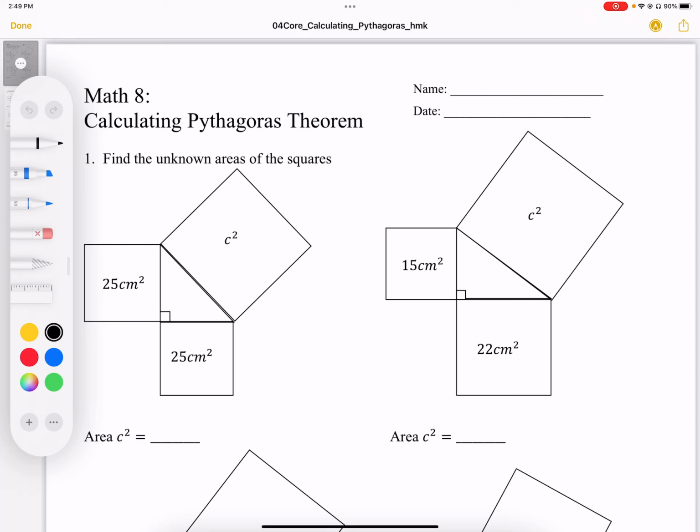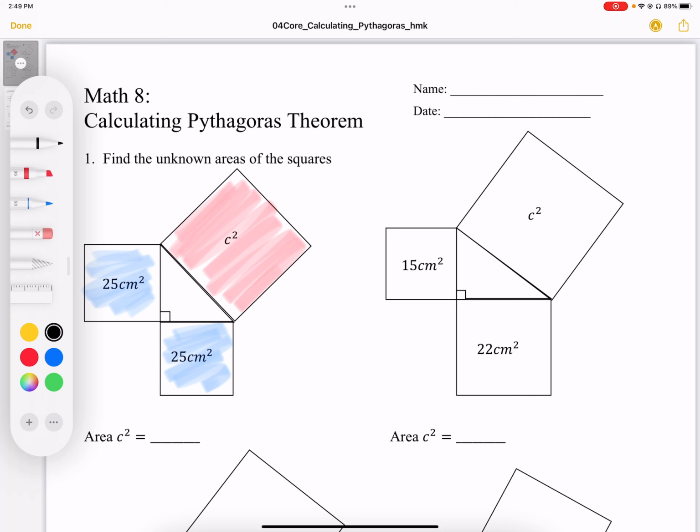For the homework, what we're doing is just calculating the unknown areas by using the Pythagorean area relationship. So we know that a squared plus b squared, so this square plus this square together must add up to the biggest square, which is this square. Okay, so we're using that relationship. A squared plus b squared is going to give us the c squared that we want.